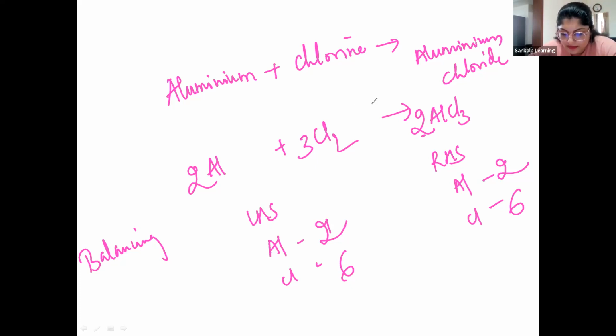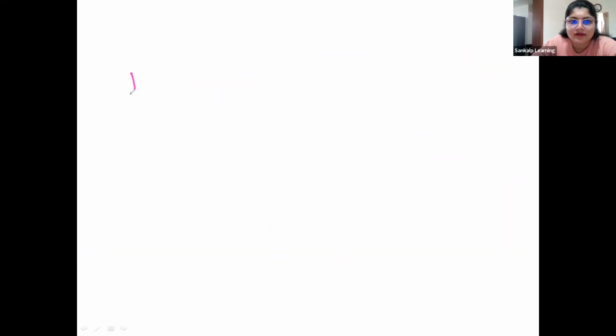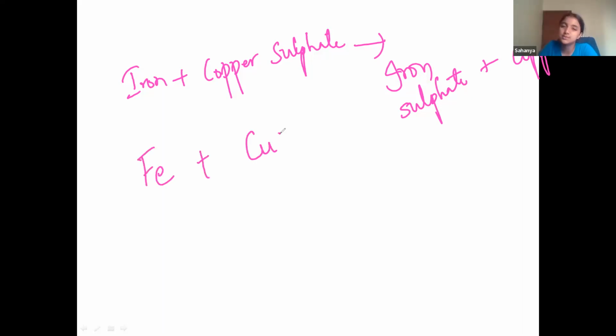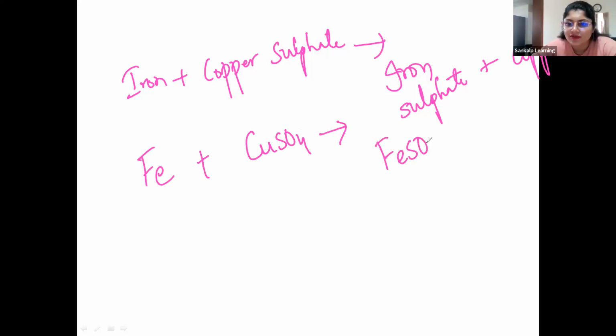Okay, then one more. Iron reacts with copper sulfate, giving you iron sulfate plus copper. The iron is Fe, copper sulfate is CuSO4, iron sulfate is FeSO4, and copper is Cu.